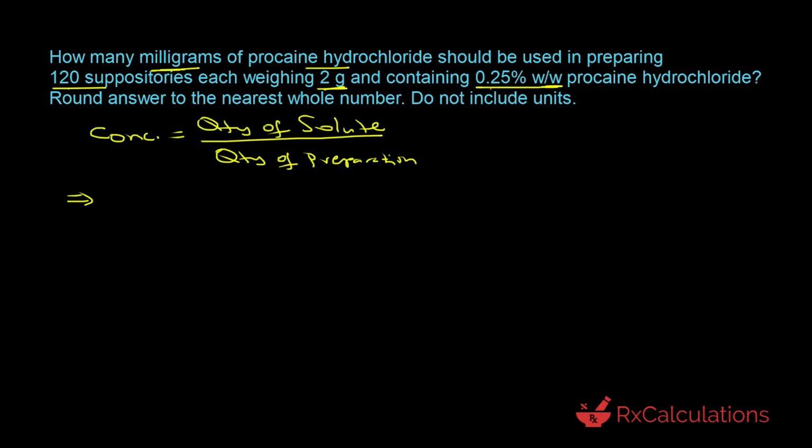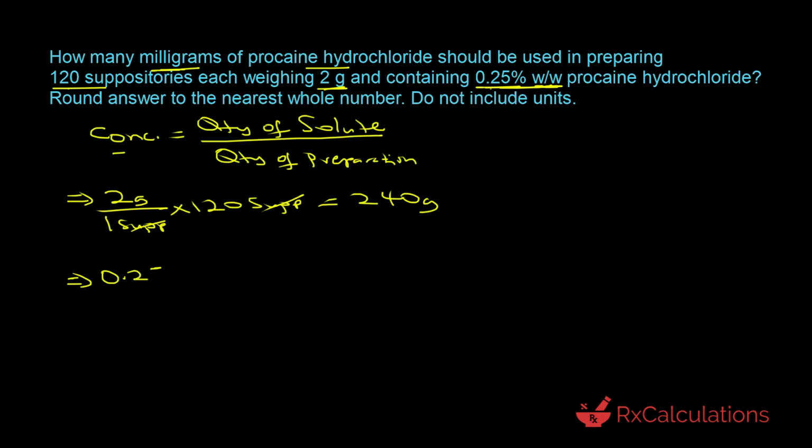is to multiply the 2 grams, because it's 2 grams per 1 suppository, and you have 120 suppositories. So you end up with a total of 240 grams. So now we can go back and use the 0.25% weight by weight, because that's what the concentration is. And that would imply that you have 0.25 grams of procaine hydrochloride in 100 grams.